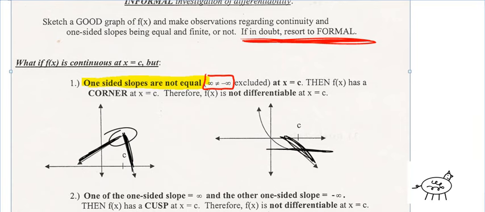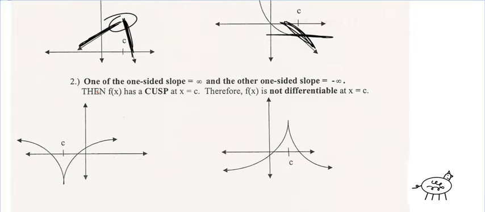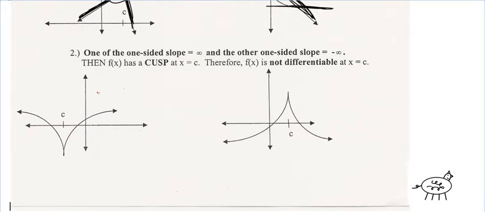The key to this, math fans, is that it's called a corner. The second case is if one of the one-sided slopes is equal to infinity and the other is equal to negative infinity. Check this out. If I look at this, first of all, it's called a cusp.